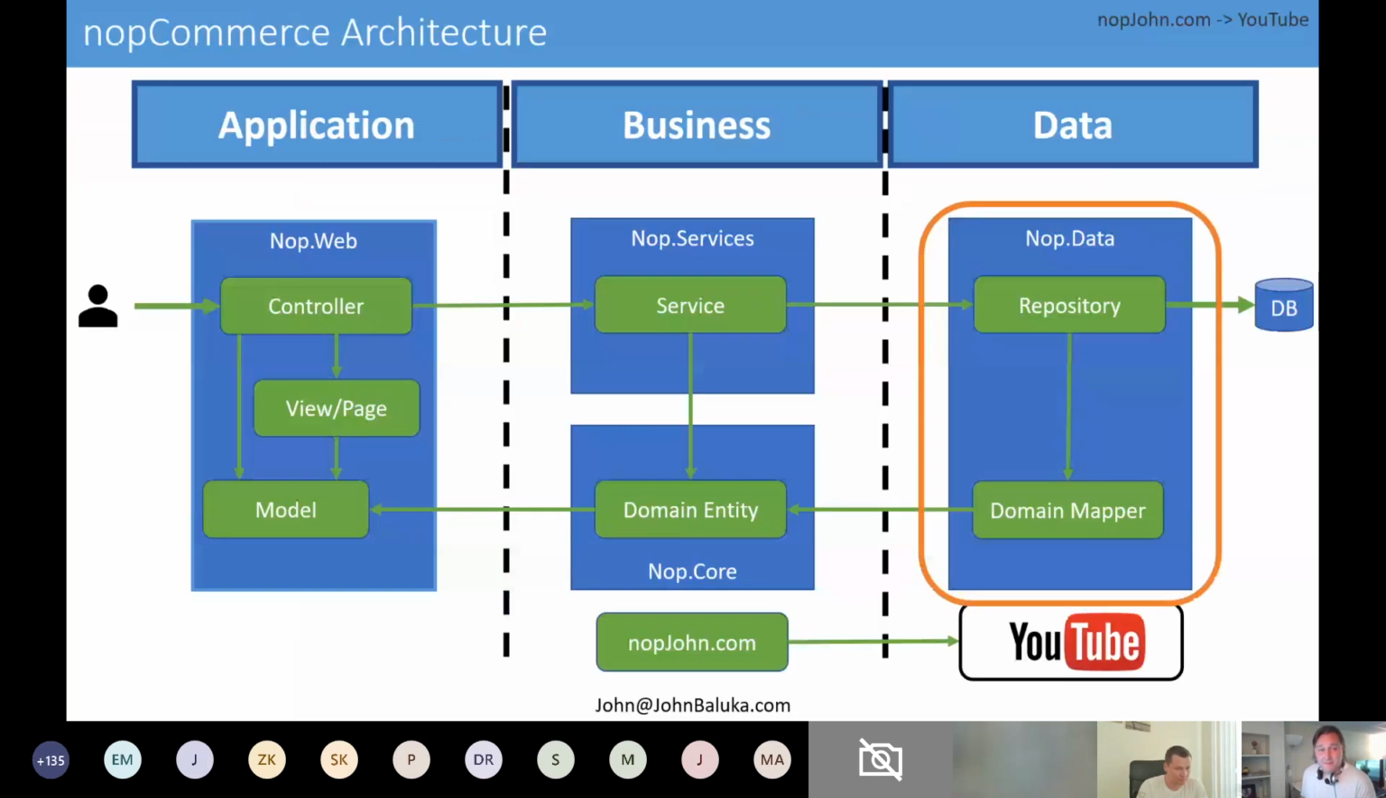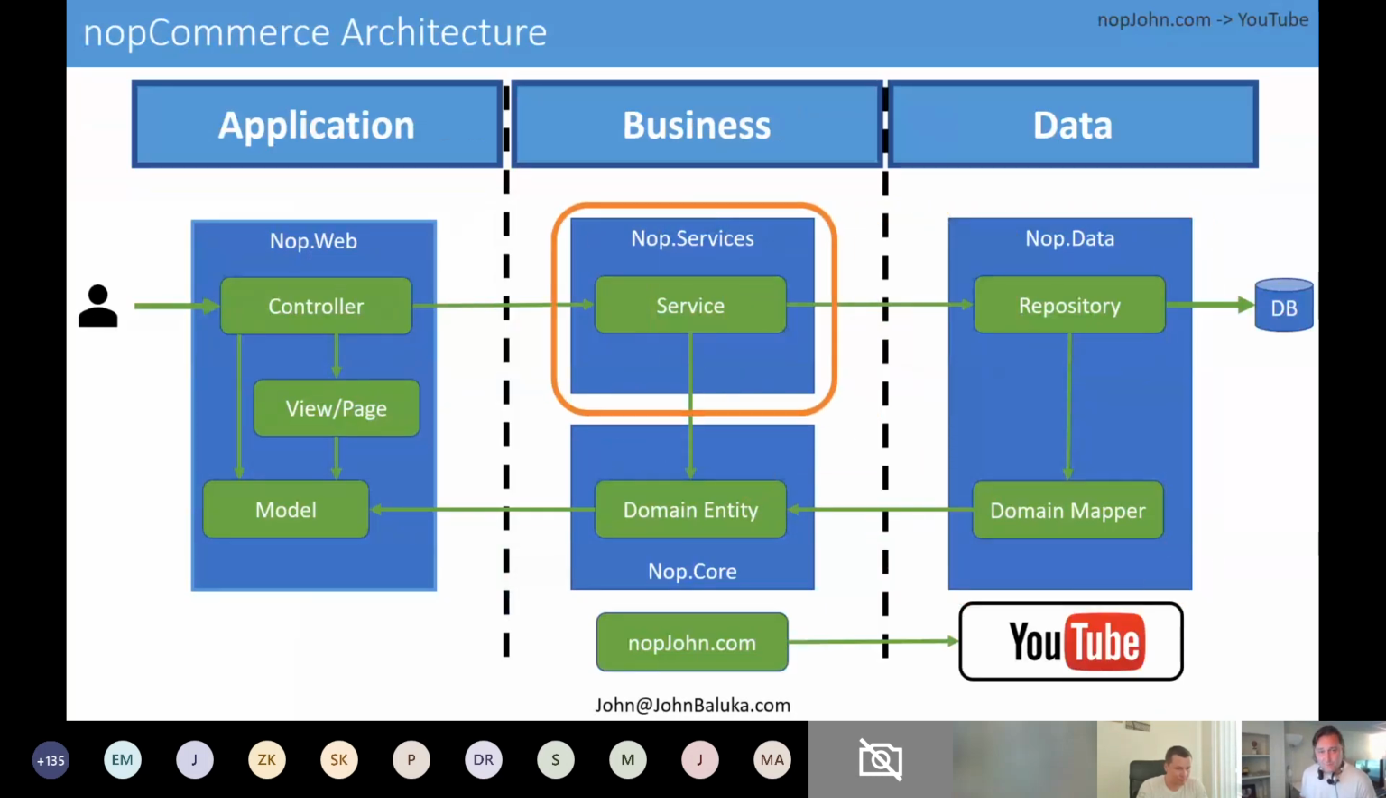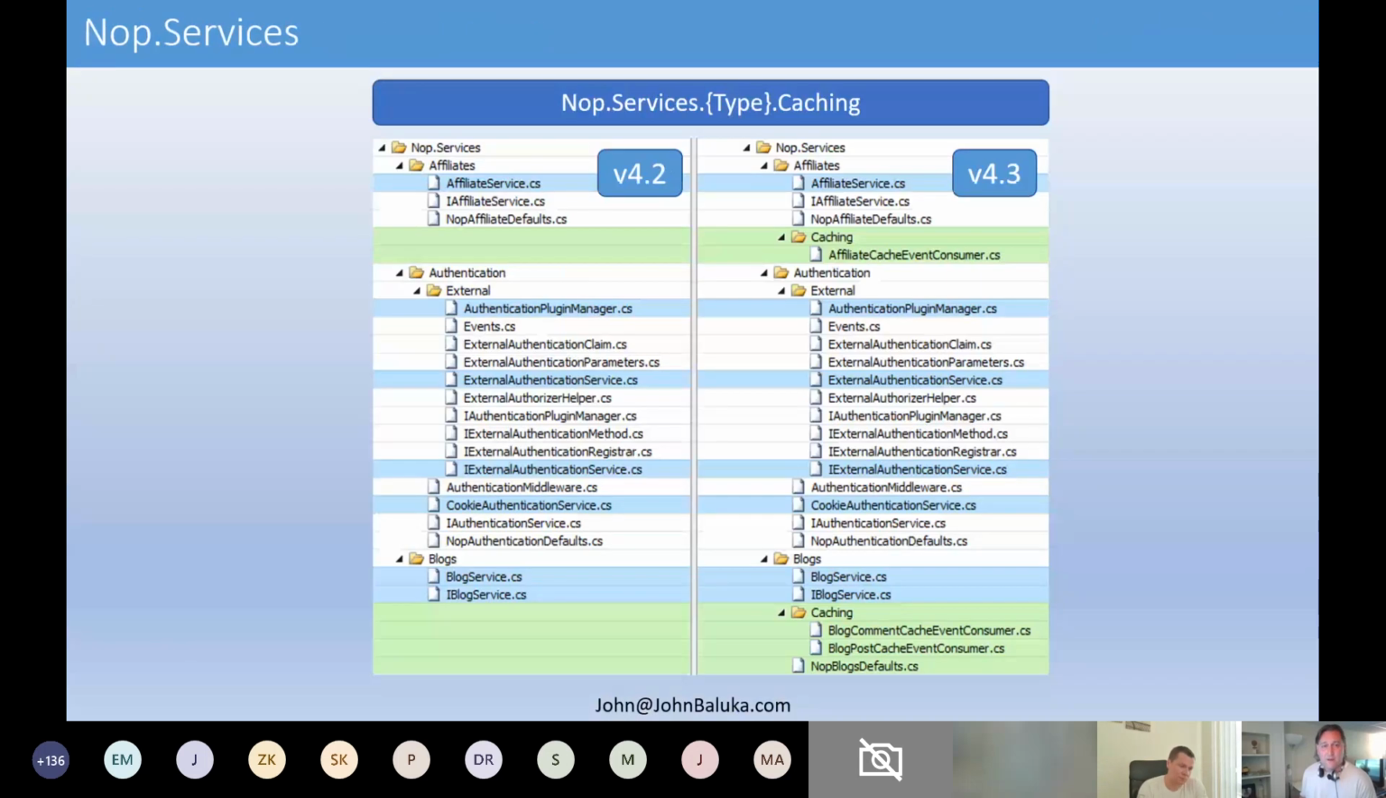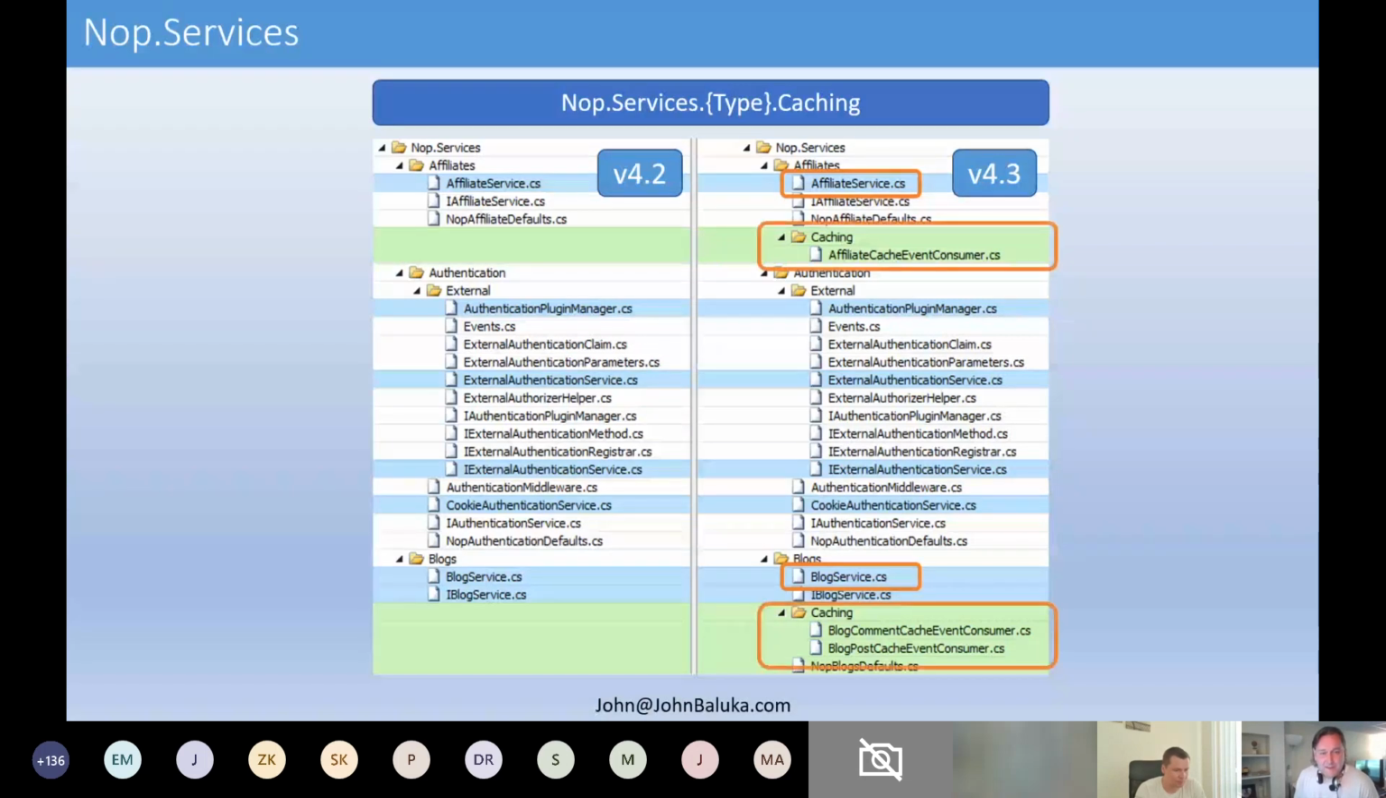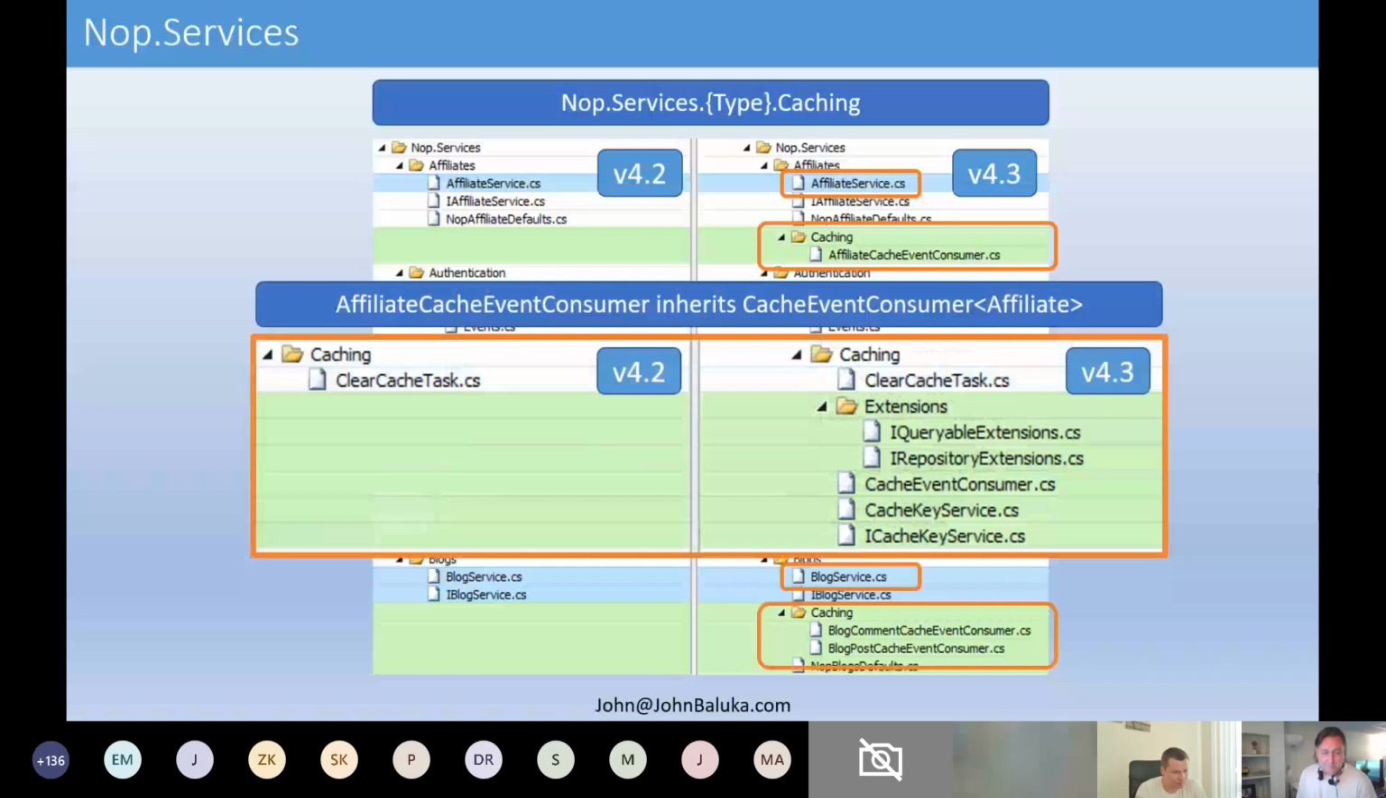All right, moving on from nop data, let's move on to nop services and check that out. In looking at nop services, at first glance I see that there are some changes within the service classes themselves. We're going to look at the affiliate service shortly. We also have this namespace and a lot of new objects getting added of the type cache event customer. As an example, the affiliate cache event customer inherits this new base class of cache event customer of type affiliate.